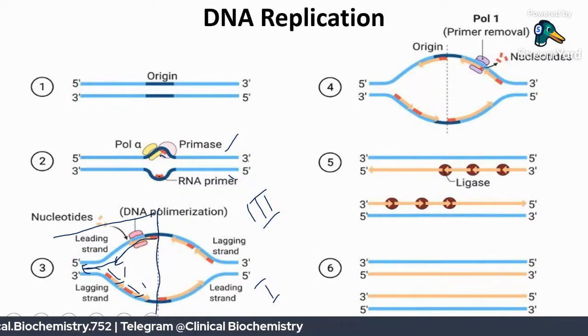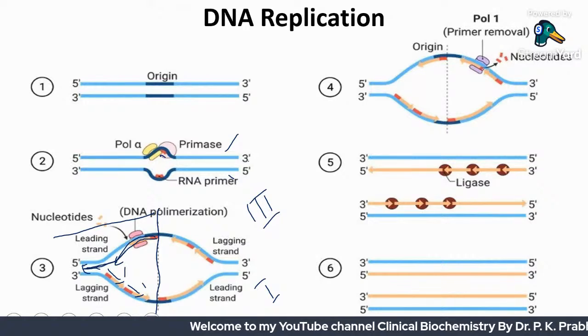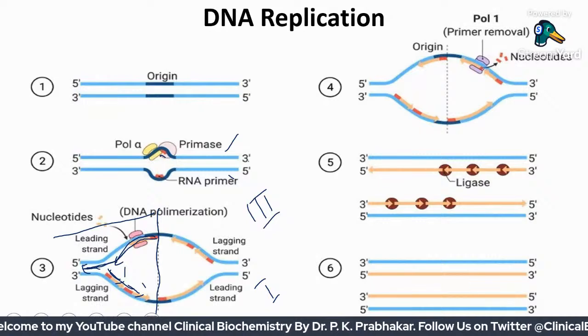5 prime to 3 prime direction needs to be maintained. That's why on one strand we have continuous DNA formation, that is called the leading strand, and the second one is the lagging strand.